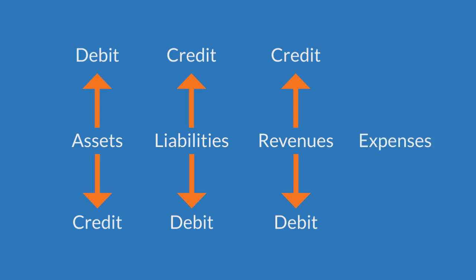Expense accounts have a normal debit balance. To increase the balance, you debit it. To decrease the balance, you credit it.